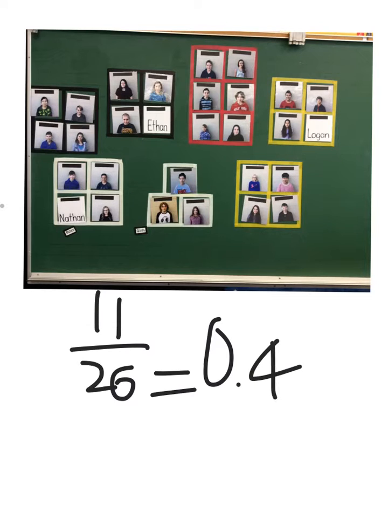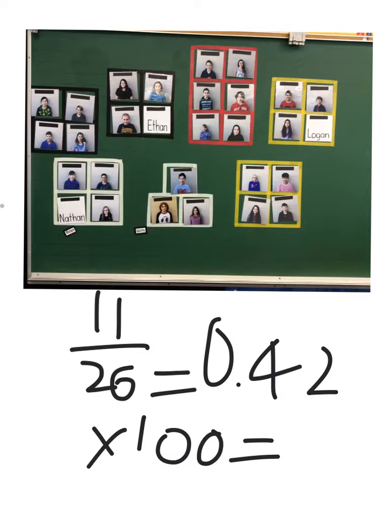So here's the next question. What percentage of people are wearing blue? There are 26 people in this photo. 11 of them are wearing blue. So the calculation is 11 out of 26, converted into a decimal is 0.42, times 100 equals 42%. 42% of people are wearing blue.